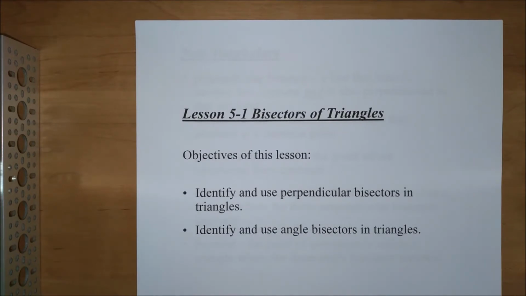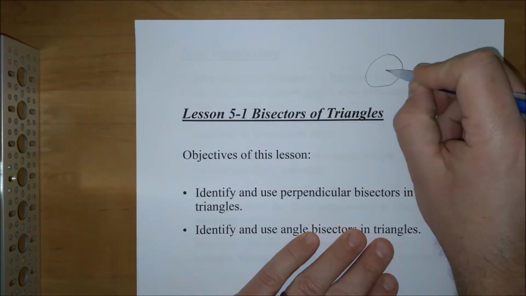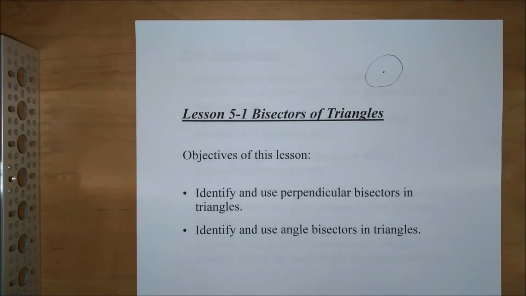In this lesson and in the next lesson, we're going to learn something really cool about triangles. And that is that unlike circles, which have one center, triangles have four different centers that we're going to study. These four different centers are created when we draw four different types of lines within triangles. The first two that we're going to talk about in this lesson are bisectors of triangles. We're going to talk about perpendicular bisectors and angle bisectors.